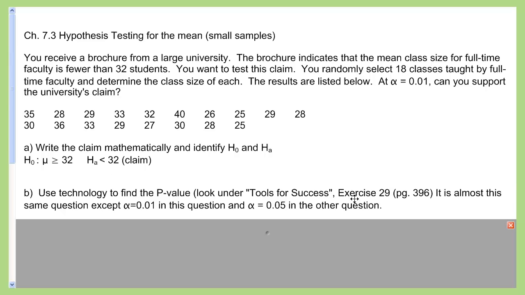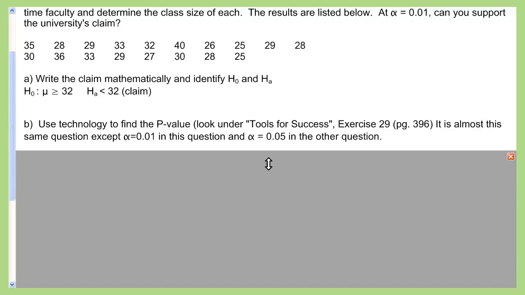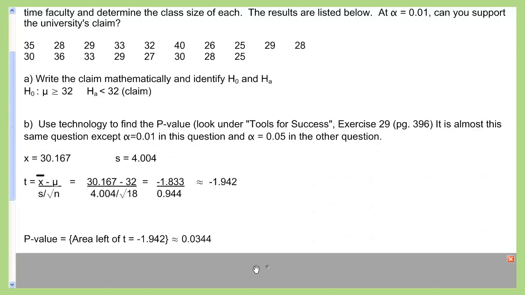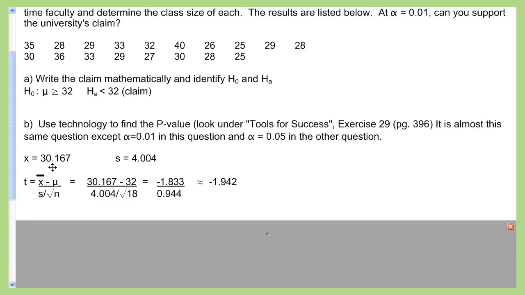And this comes from exercise 29, page 396, and it's almost the same question. The one I'm doing came from an older version of the book, and it's at the 0.01 level, and alpha is 0.05 in this example that's in the book. So we're going to take a look at that in just a few minutes. But anyway, the first thing you want to get is t.